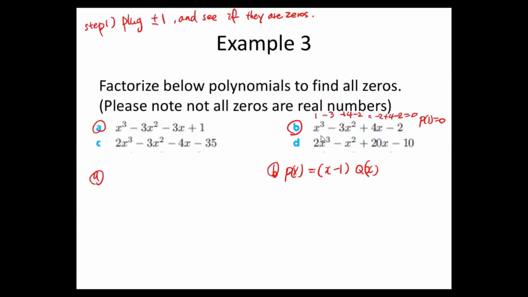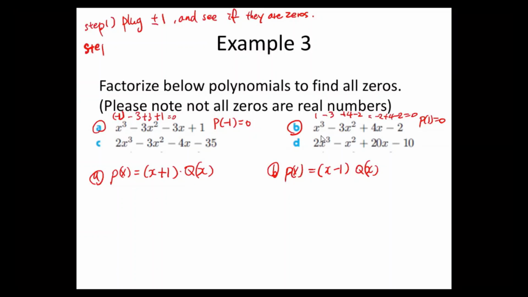Let's take a look at A. Because I practiced a lot, I can sometimes see it in my head. I can plug in negative 1, and then 3 plus 3 plus 1 minus 7, which makes it 0. So if I plug negative 1 into A, I have 0. So I can conclude that in case A, the factor is x plus 1 times some kind of quotient. Okay, understood?